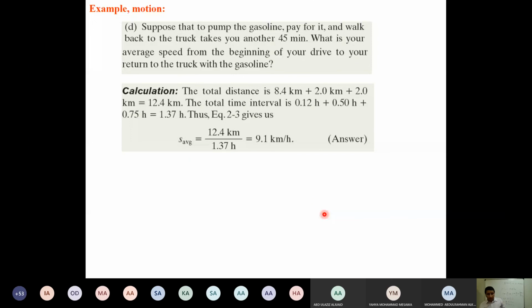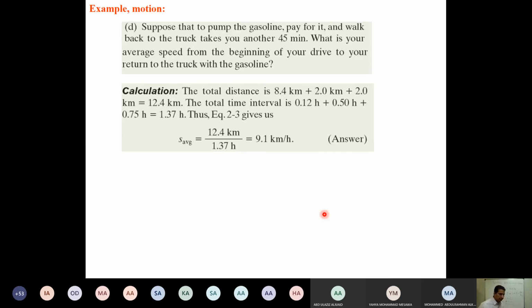But the last part, suppose that to pump the gasoline, pay for it, and walk back to the truck takes you another 45 minutes. So when we are talking in terms of hours, T3 is equal to 0.75 hour, right? 0.75 hour or 3/4. What is your average speed from the beginning of your drive to the return to the truck?